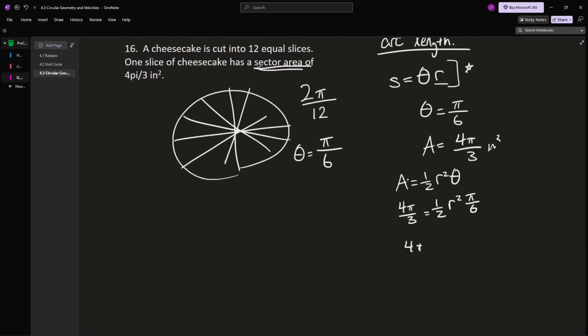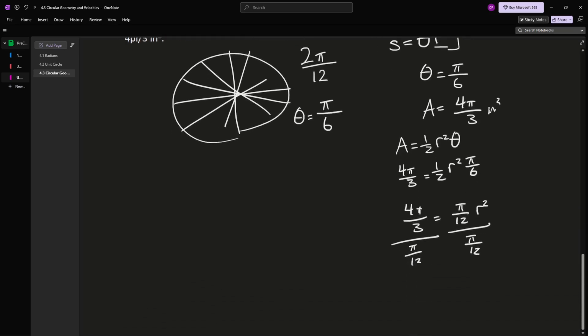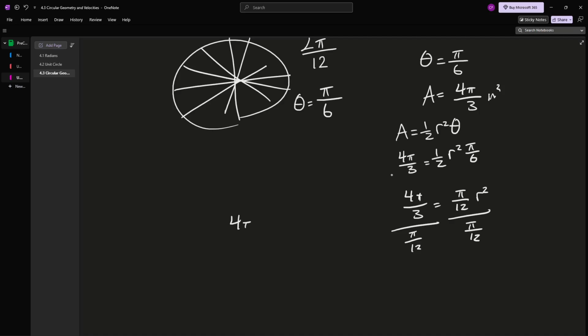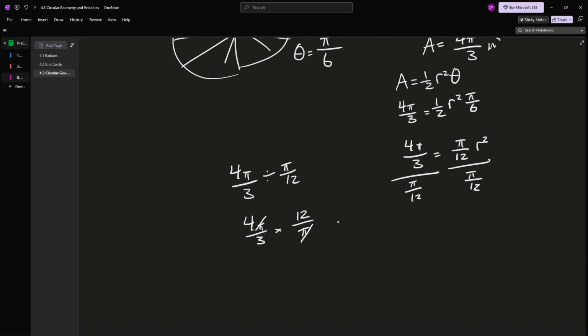Combine my sides, 4 pi over 3 equals pi over 12 r squared. Divide by pi over 12. And I'm going to write it out just in case. So 4 pi over 3 divided by pi over 12 is 4 pi over 3 times 12 over pi. Pi's cancel out. The 12 and 3 simplify into 4 and 1. I could take 3 out of both. So 4 times 4 over 1 over 1. This is 16.